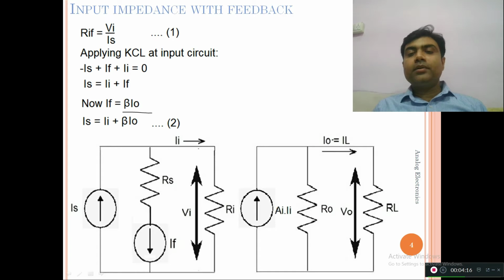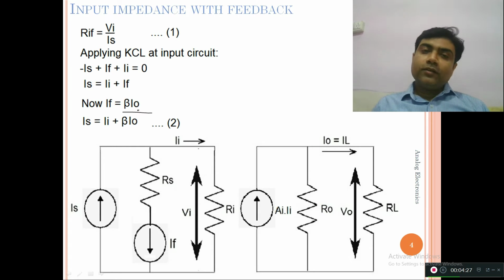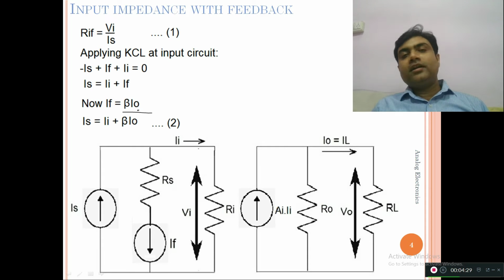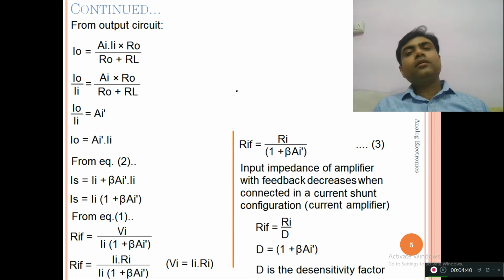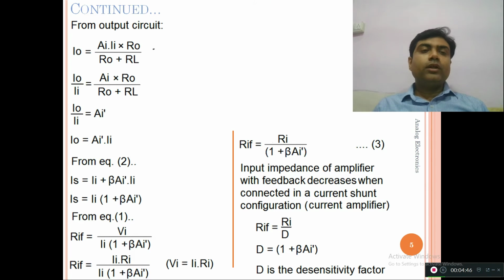Because we are sampling the current, and that has to be fed back in the form of current as well. So IF is also a current value, and I naught is definitely a current because we are sampling the current. We have just replaced this value here and we are getting equation number 2. Let's move ahead. Where can we get the value of I naught? From the output circuitry. From the output circuit we have calculated the value of I naught.